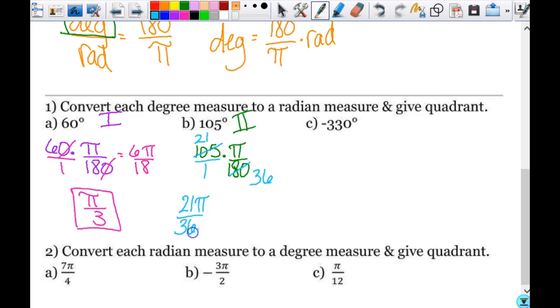Can I reduce that some more? Yep. What are they both divisible by? 3. So this gives me 7 pi over 12. So 105 degrees is 7 pi 12ths radians. Everybody okay with all that? All right, do that last one on your own if you haven't already.